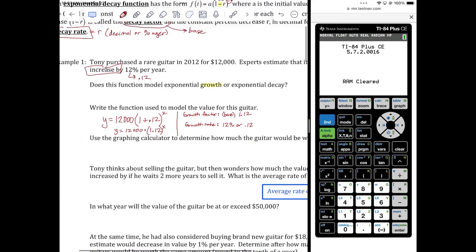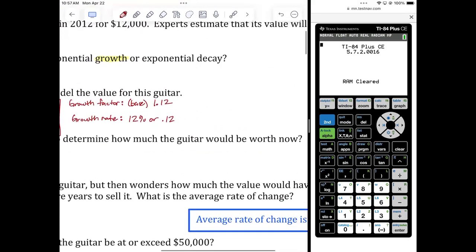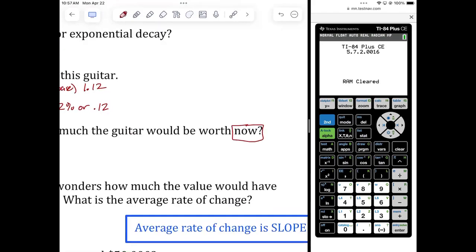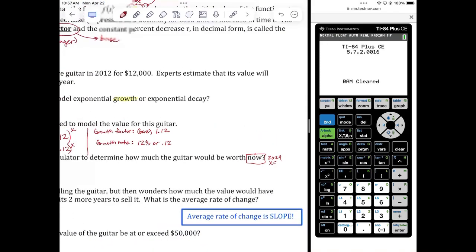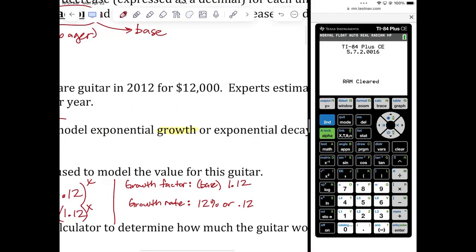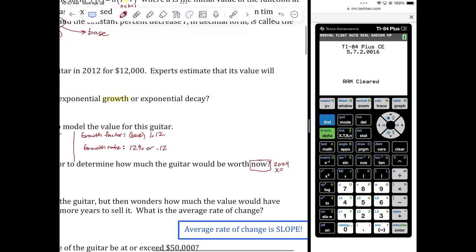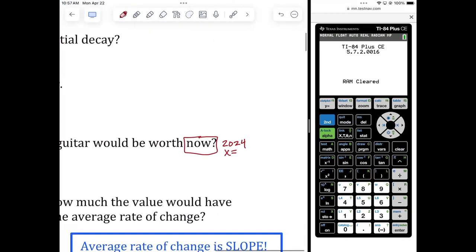Okay, good. Use the graphing calculator to determine how much the guitar is going to be worth now. Now, at 10:57 on a Monday morning. Now. Or what does it mean by now? We'll stick with year 2024. Now, we need to come up with, first of all, the X value. He bought this thing in 2012. So how many years has it been since 2012? 12. So X is going to equal 12, not 2024. We're using 2012 as our T equals 0, if you will, or X equals 0.